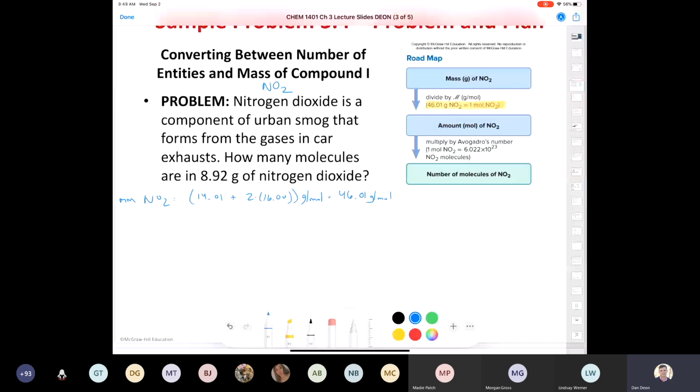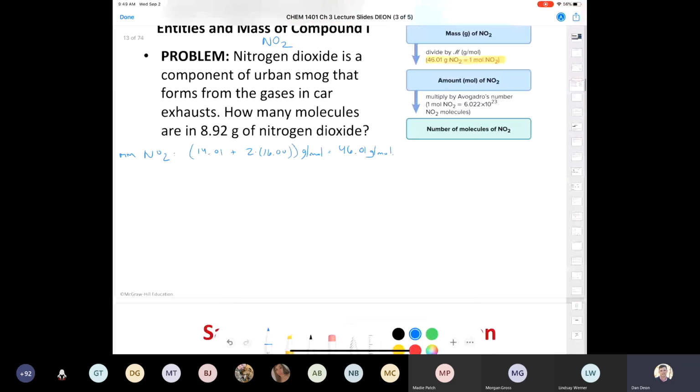Let's give it the old college try. Let me just scroll up here a little bit, and I'll break out the red pen. We're going to start with 8.92 grams of NO2. Here's our conversion factor laid out for us right here. We know that when we have 46.01 grams of NO2, we've got 1 mole of NO2. And looky, our units cancel out beautifully.